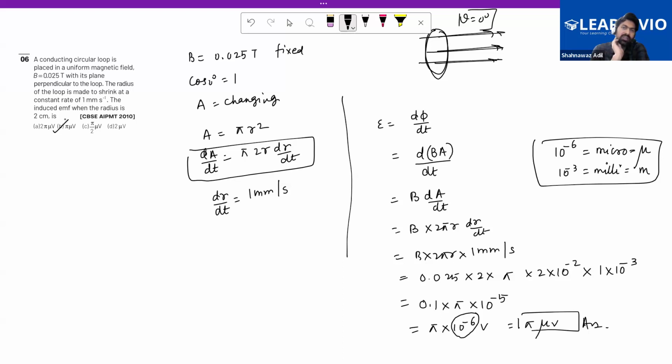And now you guys already understand that we can also change the magnetic field. In this one, we fixed the magnetic field. We can also change the magnetic field and keep the area fixed. So we can have different questions.